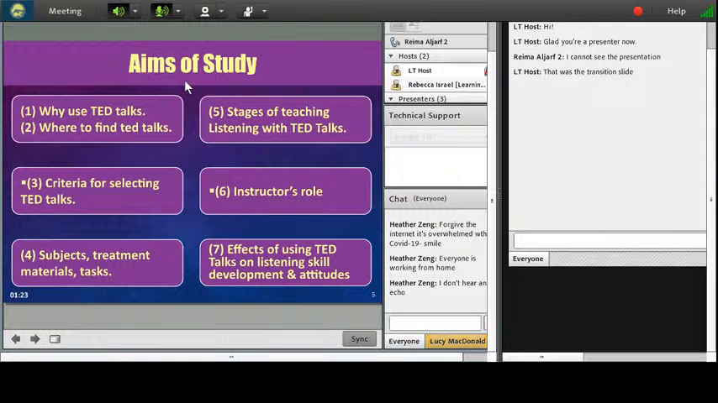Now, why should instructors use TED Talks in instruction, especially in foreign language instruction? In my presentation, I'm going to talk about the aims of my study, why instructors should use TED Talks and where to find TED Talks, criteria for selecting TED Talks. I'm also going to describe the subjects, the treatment, the materials, and the task very briefly, and the stages of teaching listening with TED Talks, the instructor's role, and the effects of using TED Talks on listening skill development and attitudes.